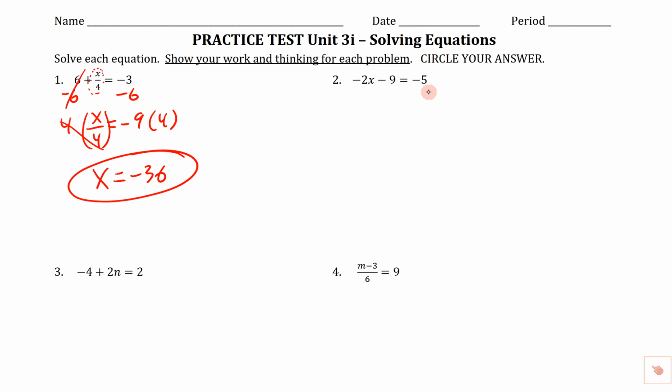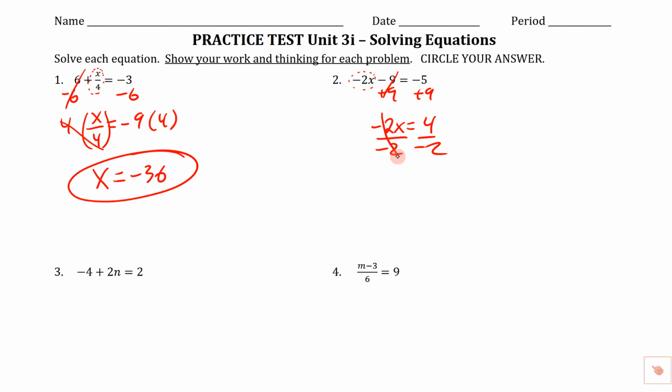This one right here, again, regular old two-step equation. Here's the variable term. If you want to circle that, that would be awesome. I'm going to go ahead and add 9 to both sides. Those are going to cancel each other out and make a 0, so the only thing left on this side is a negative 2x. Negative 5 plus 9 is a positive 4. And then we're going to divide, because remember, they're different signs, so we find the difference between those, give it the sign of the larger one. And then we're going to divide by negative 2.